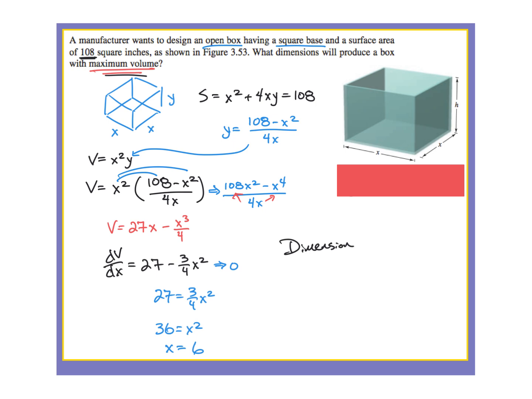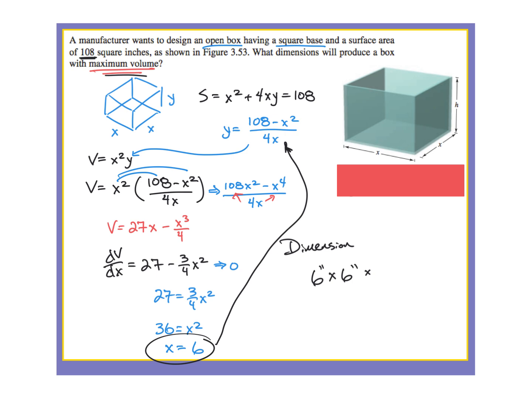So what are my dimensions? 6 by 6, inches. So 6 inches by 6 inches by, how do I get this other one? I take this and substitute. I back substitute it. That one's already solved for y, so I'm going to put it in right there.